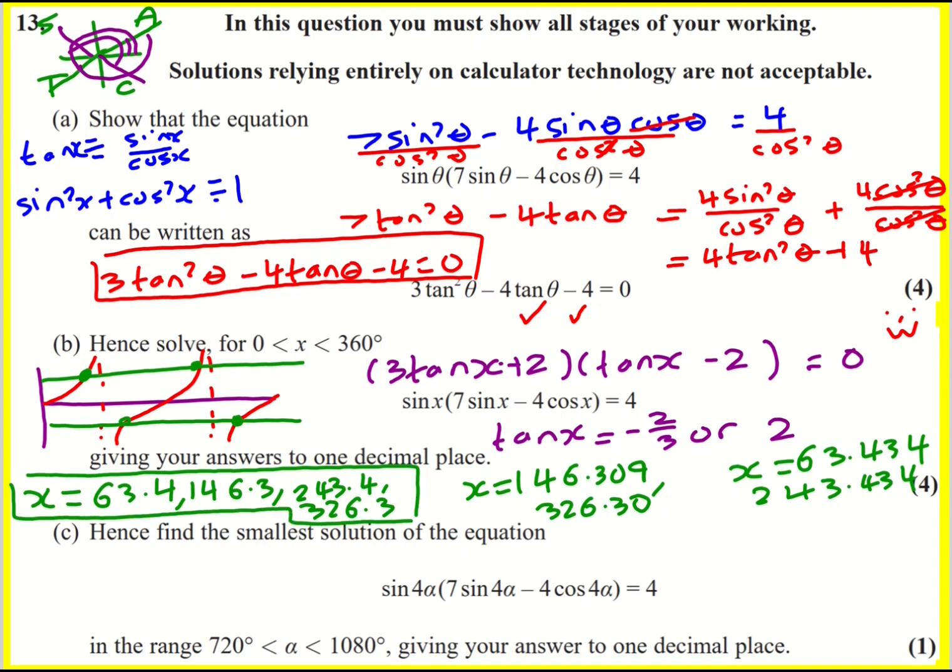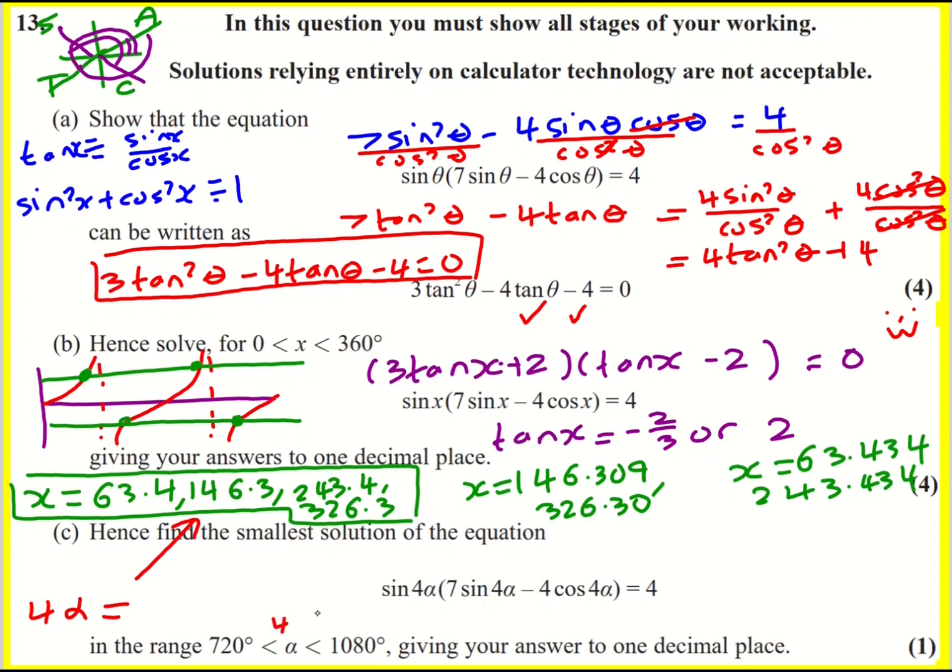Hence, find the smallest solution of this equation. Now, it's only 1 mark. That doesn't mean it's going to be simple. Sometimes you have to work quite hard for a single mark. Note it's essentially the same equation, but I've replaced x by 4 alpha. So 4 alpha is going to equal all of these and more.